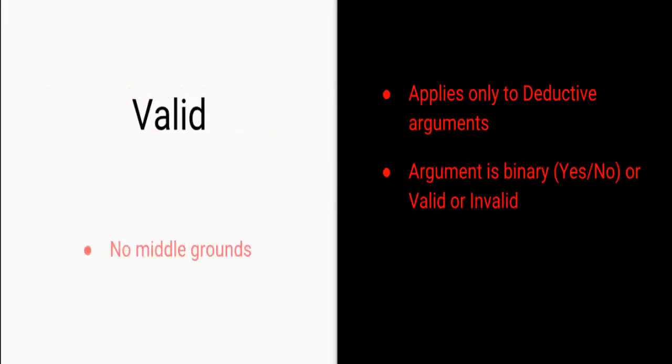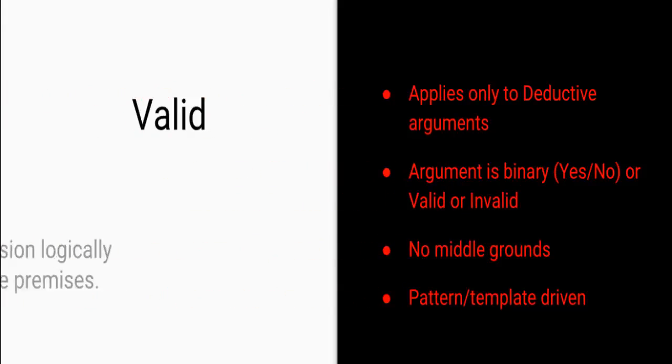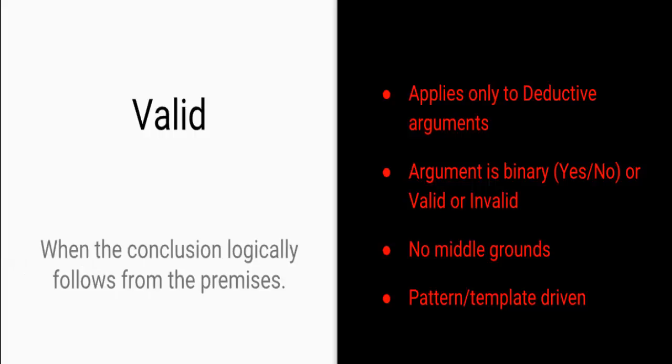So what's a valid argument? You're going to hear these words thrown around a lot by logicians, and a lot of LSAT instructors will throw these terms around a lot. What is a valid argument? A valid argument is when the conclusion logically follows from the premise. And when I say logically follows, it's a strict form of logic where there's basically no middle ground. You either have a valid argument or an invalid argument. And this only applies to deductive arguments. So the argument is going to be binary in nature. Like I mentioned earlier, it's yes or no, valid or invalid, and there's no middle ground.